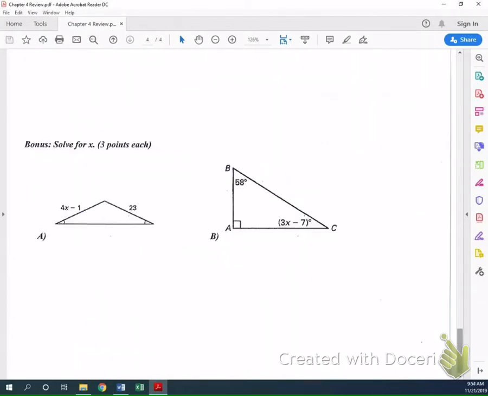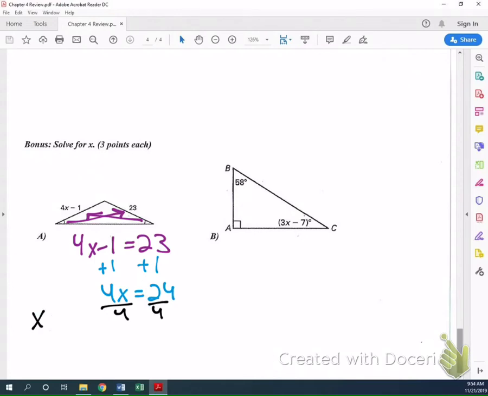All right, here is the bonus. When the angles are the same, what do we know about the sides across? They're the same. So 4x minus 1 equals 23. This should be pretty easy. How do I do this one? Add 1. So 4x equals 24. Divide both by 4. We get that x equals 6.